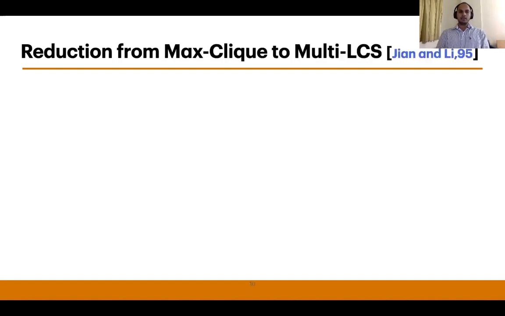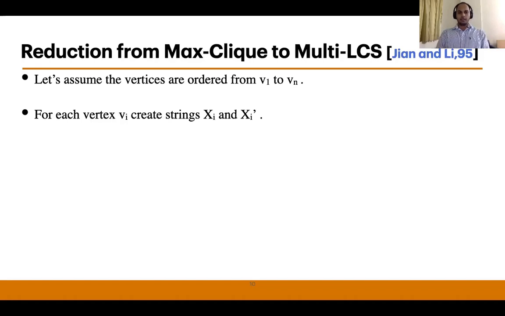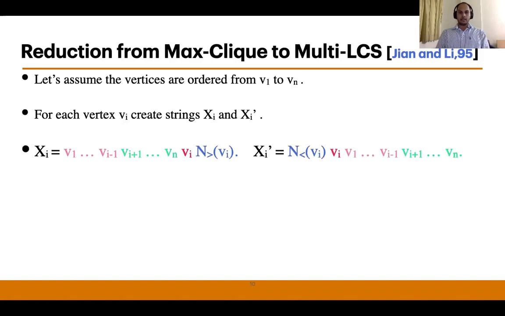Let's start from the reduction from max clique to multi LCS. This result was given by Jian and Lee. Let's assume the vertices are ordered from V1 to Vn. For each vertex Vi, we create strings xi and xi prime. The string xi has the vertex Vi in between, and before vertex Vi, all the vertices other than Vi appear in the order which is already decided. And after Vi, all the neighbors which have index greater than Vi appear.